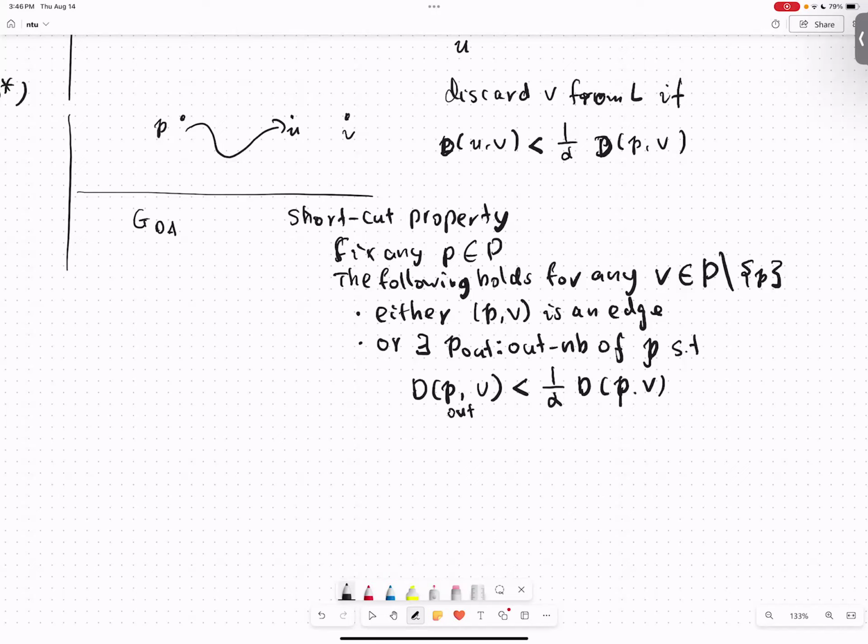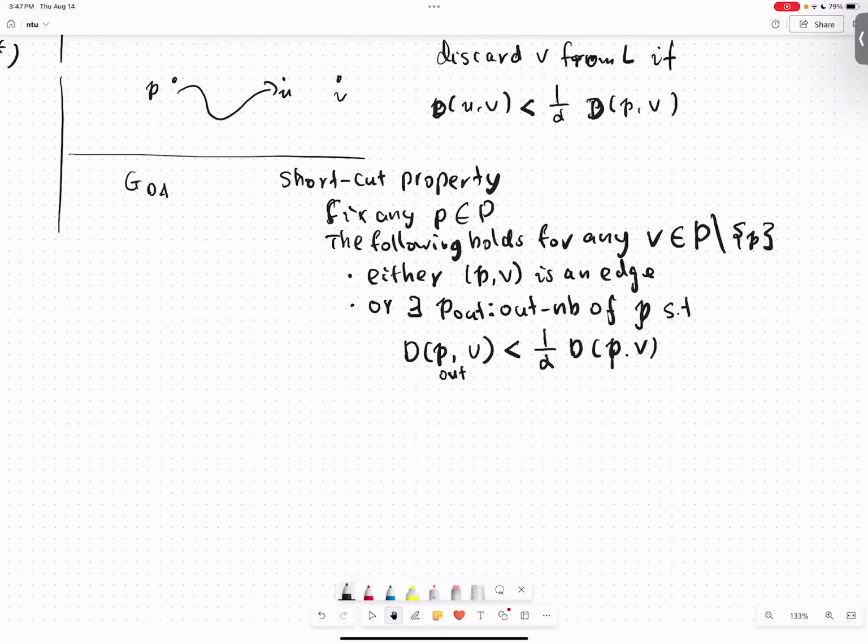If you look at the right-hand side, this PV is my current distance from P to V. And I know V is something that I do not have a direct flight to, so I rely on my out neighbors. And indeed, I can find an out neighbor that is so good that I can go to it with one edge, and then from that out neighbor to V, the remaining distance is only 1 over alpha of the original distance. So that's why you can think about this edge from P to P_out as a shortcut. That's the shortcut property.